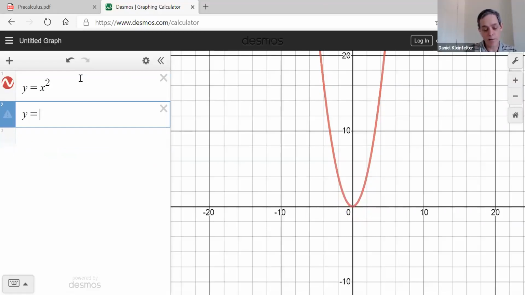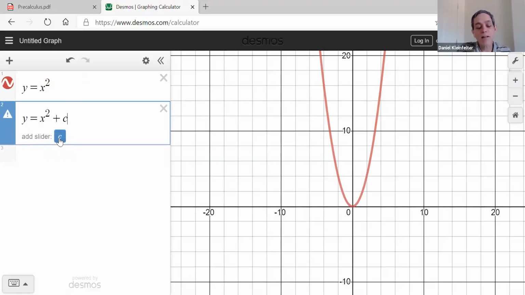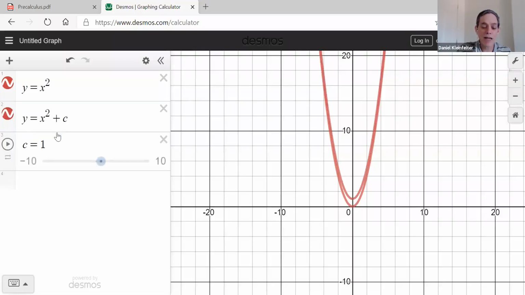Let's make y equals x squared, and then we're going to use another letter. I'm going to call that A for this. Let's see if we can use C like the textbook. That's good. All right, so when you type a C, you can see it gives a little exclamation point, and it'll ask you if you want to add a slider or not. If you click on the C, it will go ahead and add the slider.